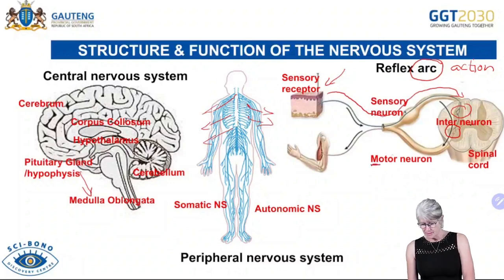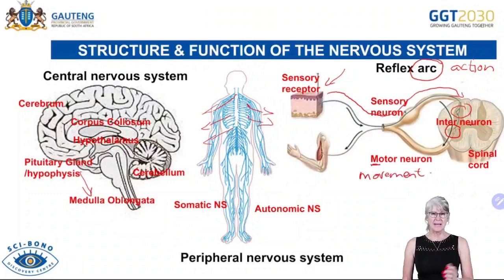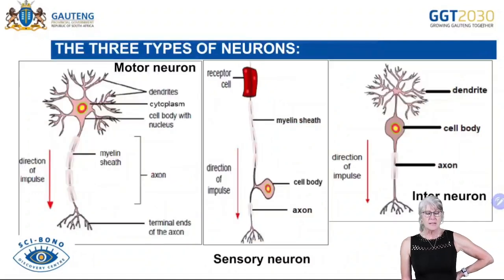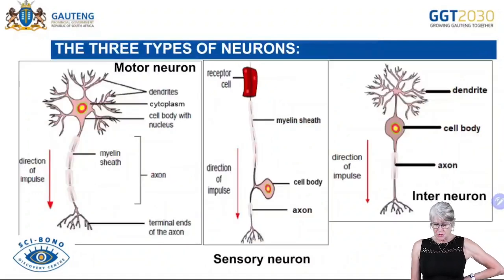Remember, motor, movement, and usually it would be a muscle or a gland or an organ that's going to bring about whatever reaction is required. All right, so that's the basic structure and function of the nervous system. Okay, there we have the effector. All right, then let's have a look at the three types of neurons.